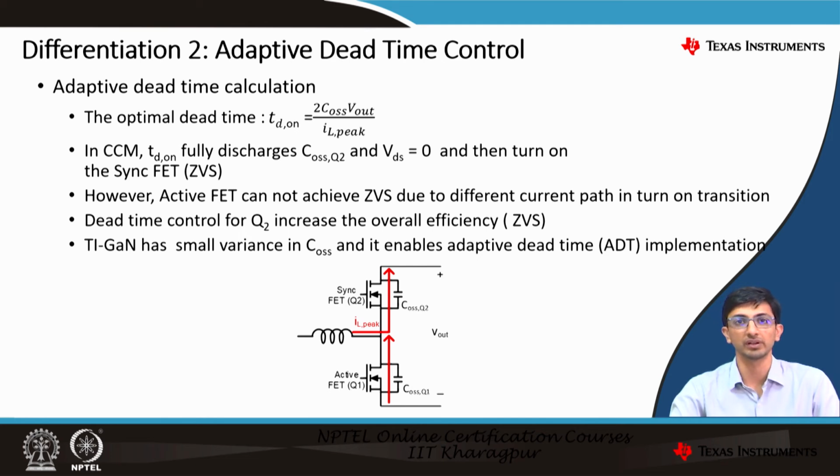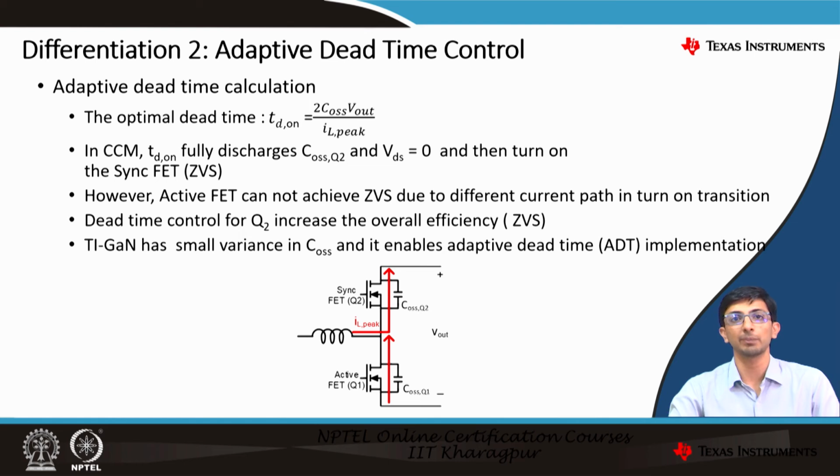What we are trying to do here is that you have COSS of Q2 and COSS of Q1 for the sync and active FET respectively. We have the COSS value already defined, we know the voltage across the COSS, and we know the current through the sync FET. So we will calculate the charging or discharging time required for the capacitor across the sync FET. Based on the discharging time, we will keep the optimal dead time that is required for the sync FET. Using this, we can achieve ZVS for the sync FET operation.